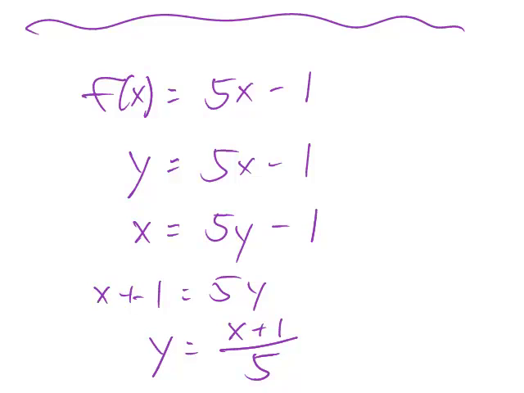And so this is essentially the opposite of the original f of x. You can see that in the original one, you multiply by 5, then subtract 1. Here, it's also sort of the complete opposite. First, you add 1, and then you divide by 5. So it's kind of like you're doing it the other way.